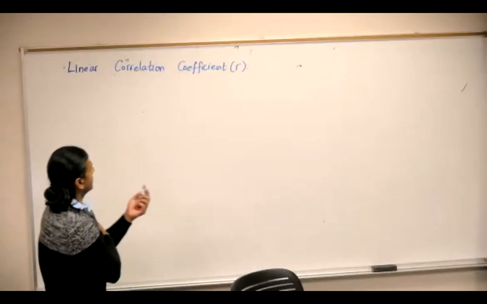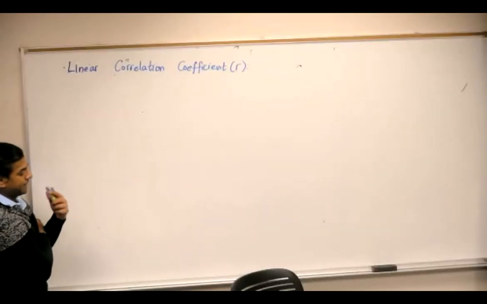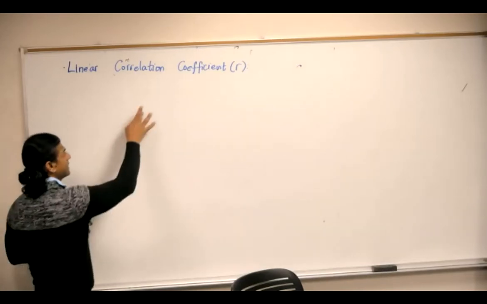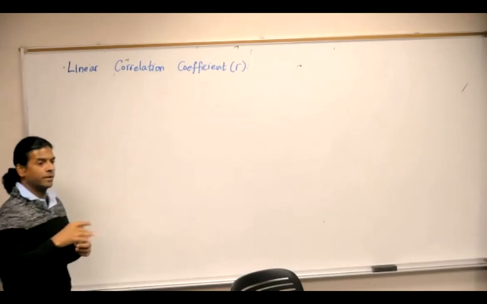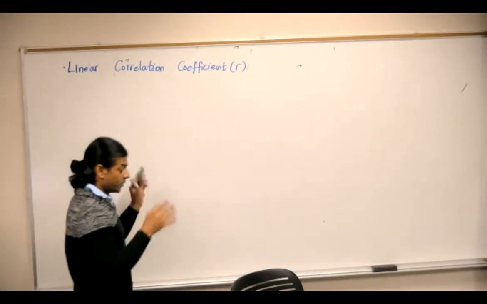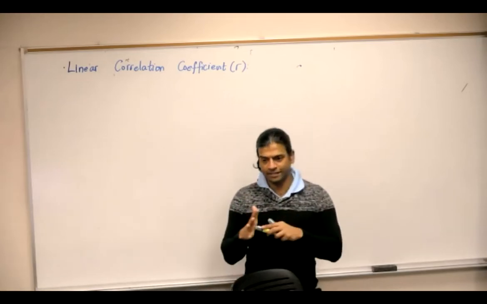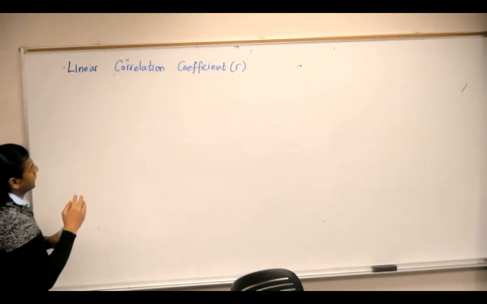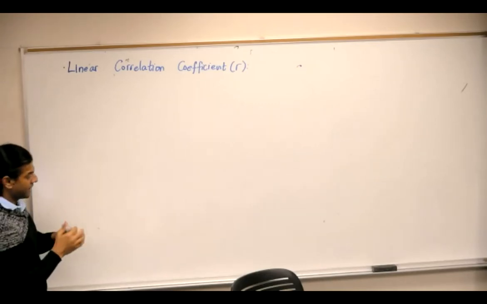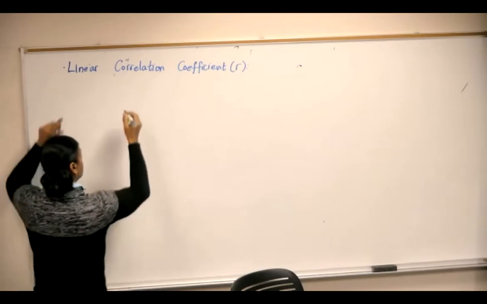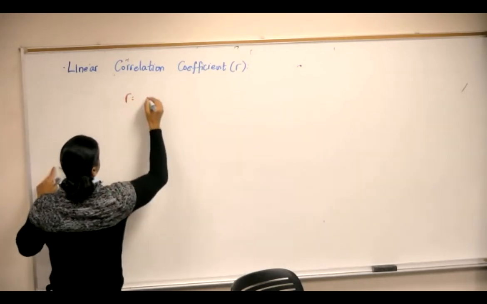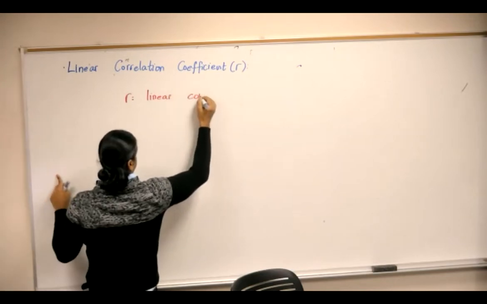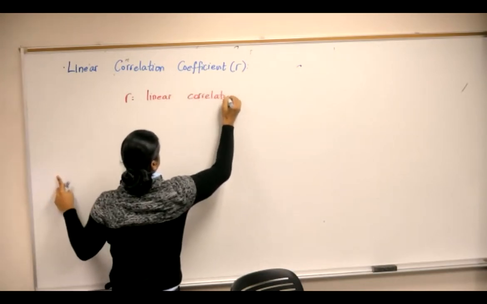So we are going to talk about the linear correlation coefficient R. Just like the measures of association we had in contingency tables, relative risk and odds ratio, here, when we have to have a measure of association, we have R only for linear regression.